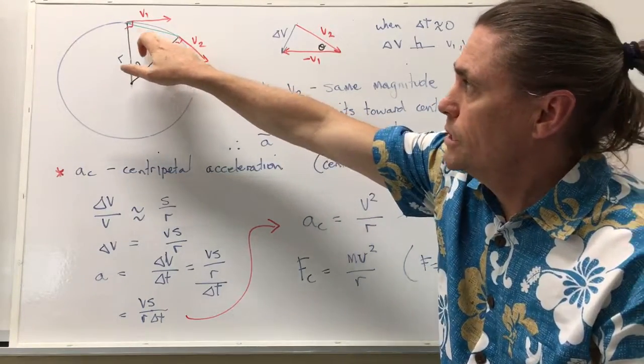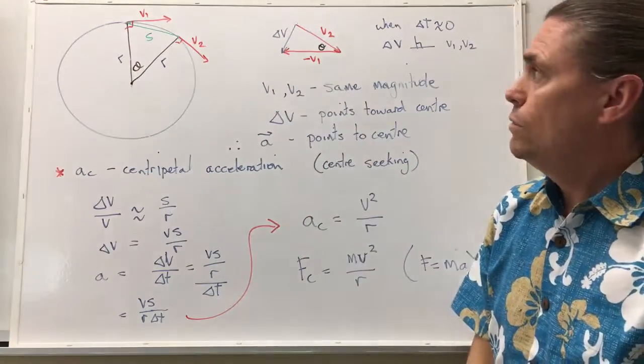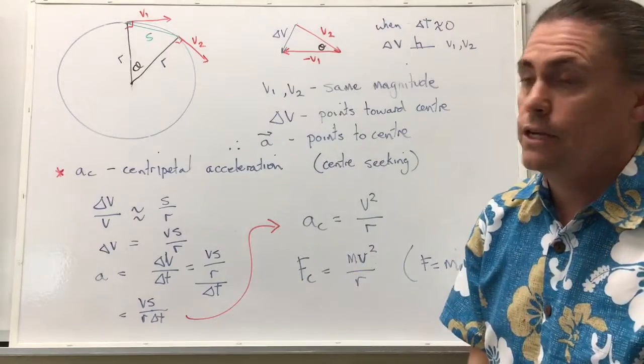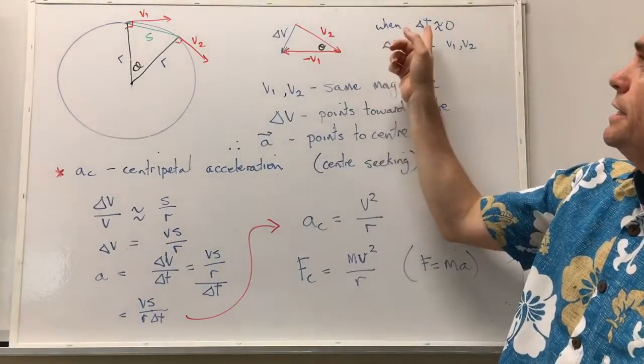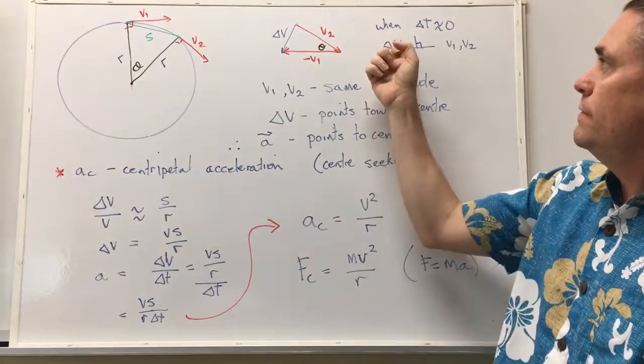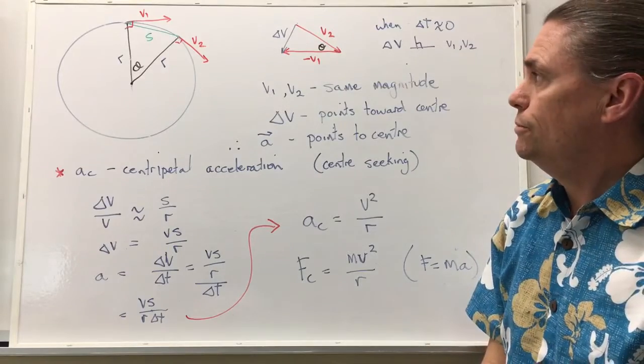Now, if we notice what happens with this direction, if we reduce the time down from a large increment here to a much, much smaller increment, we'll notice that this component delta v will actually point toward the centre of our circle. So we can make another observation which says as t approaches 0, delta v will be perpendicular to the original two vectors v1 and v2.